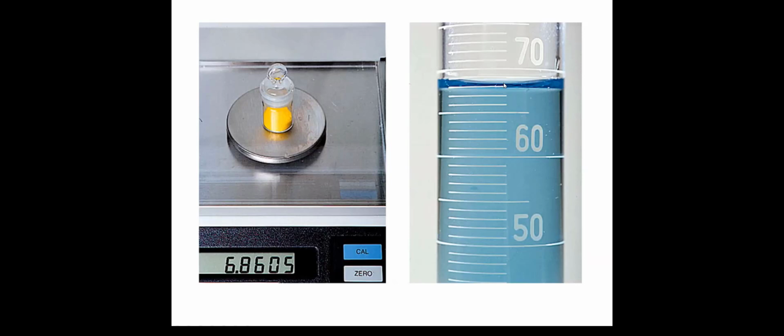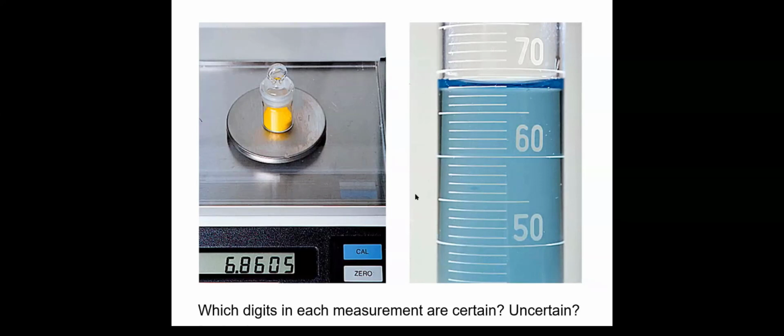I probably wouldn't agree with 68.0 because it's not on the line. It's definitely above the line, right? But 68.1, 68.2, 68.3, you see, the point is we are uncertain about that last digit. We are just doing our best to estimate it. Okay. So always one uncertain digit.